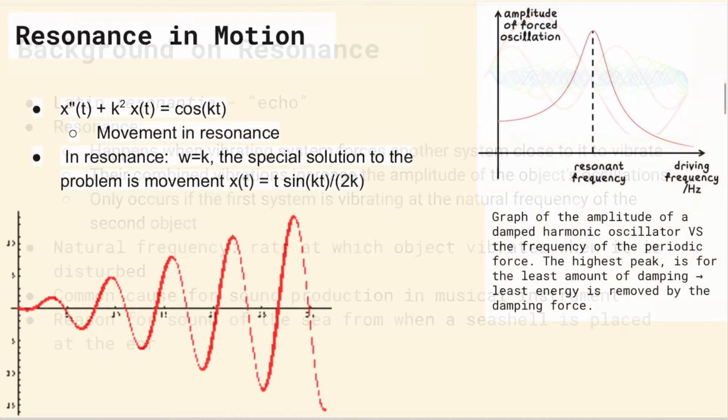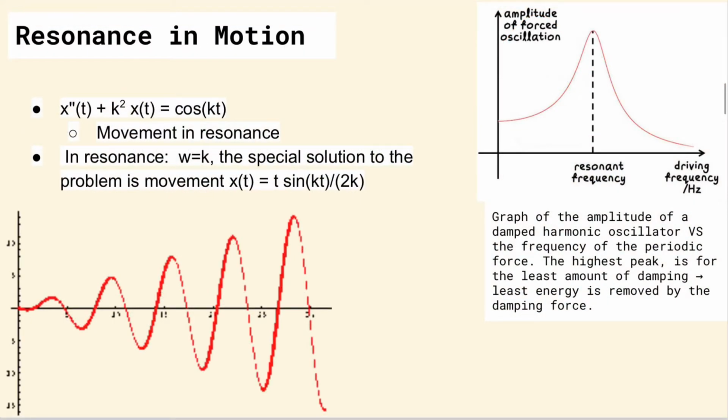The equation of the motion in resonance is as follows: x double prime of t plus k squared times x of t equals cosine of k times t. In resonance, when angular frequency omega equals spring constant k, the equation could be changed to x of t equals t times sine of k times t over 2 times spring constant k.